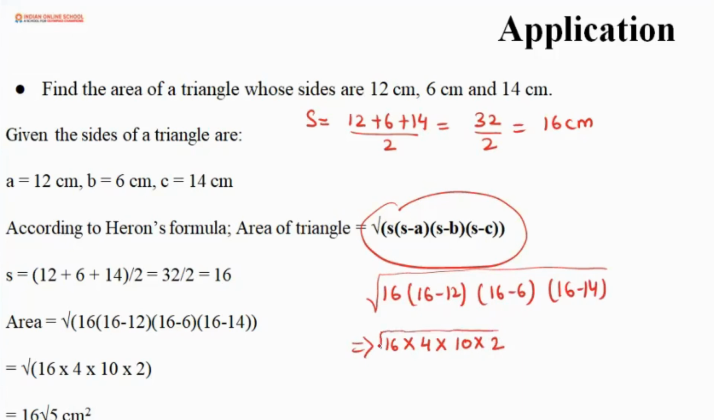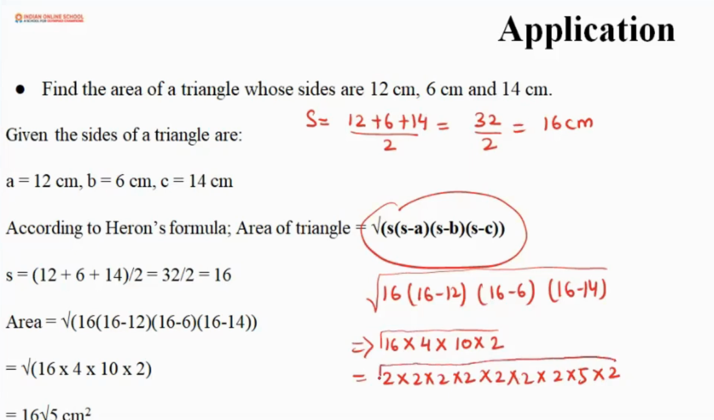Correct, everybody? After that, what are we supposed to do? Since we are supposed to find the square root, for that we have a very simple method, which is the prime factorization method. So for 16, we can write 2 times 2 times 2 times 2. For 4, we can write 2 times 2. Got it, everybody? For 10, we can write 2 times 5. And for 2, we can write 2 only.